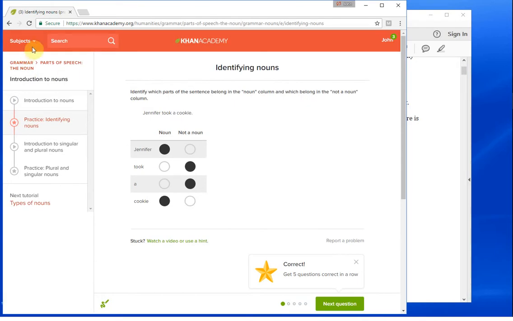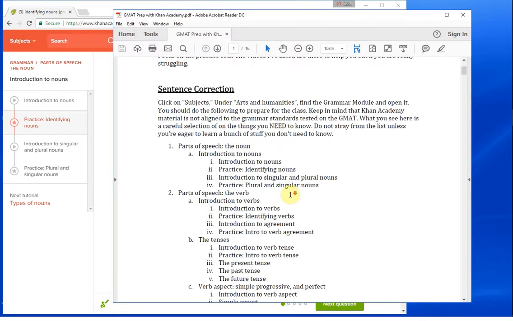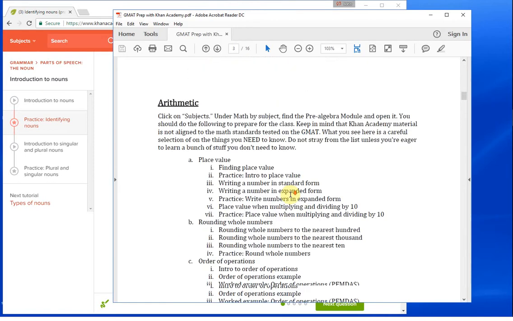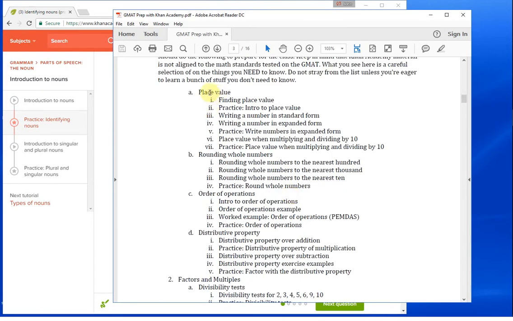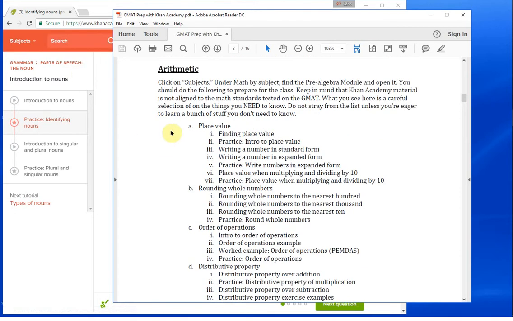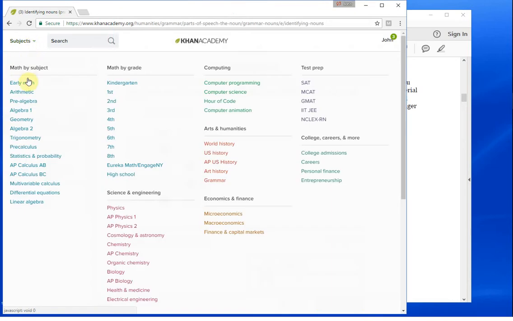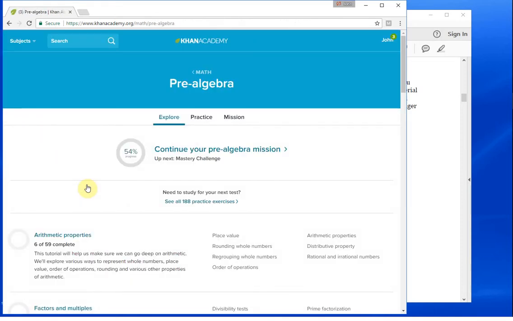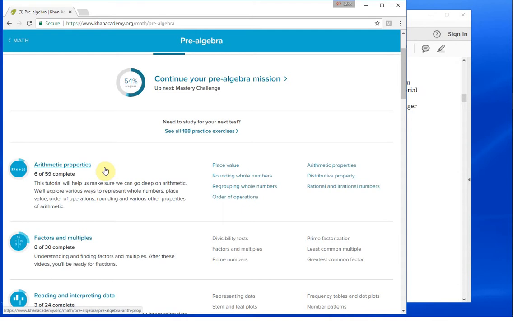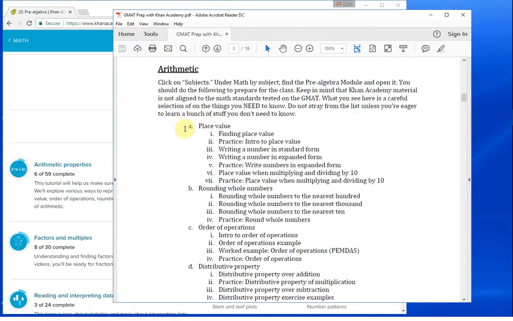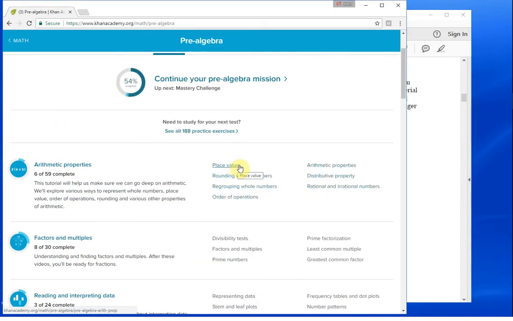Now, I'm kind of done with grammar, so let's see, what's next? In arithmetic, place value is the first thing I'm supposed to do. So I go to the pre-algebra module under subjects, and there it is. I have a slow old computer. Okay, so arithmetic properties, place value, right? Okay, awesome. On place value, just click here.